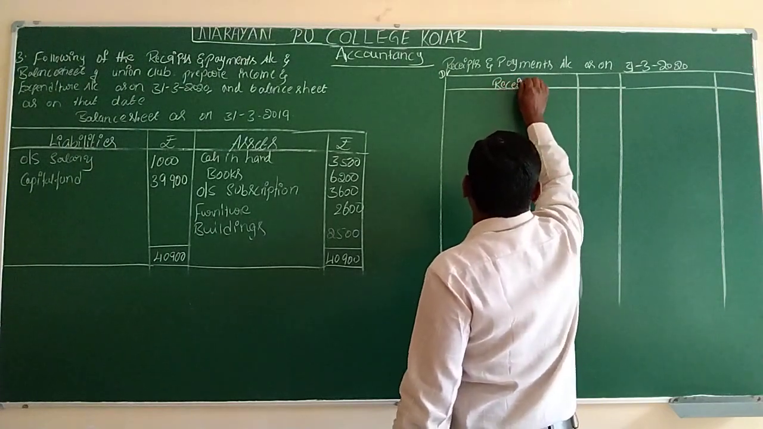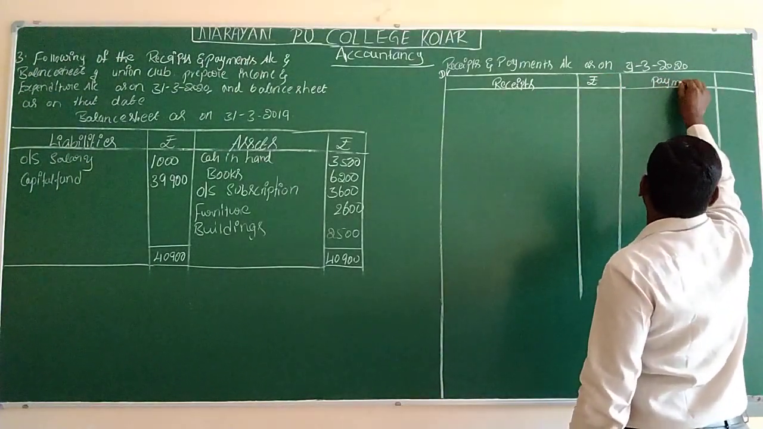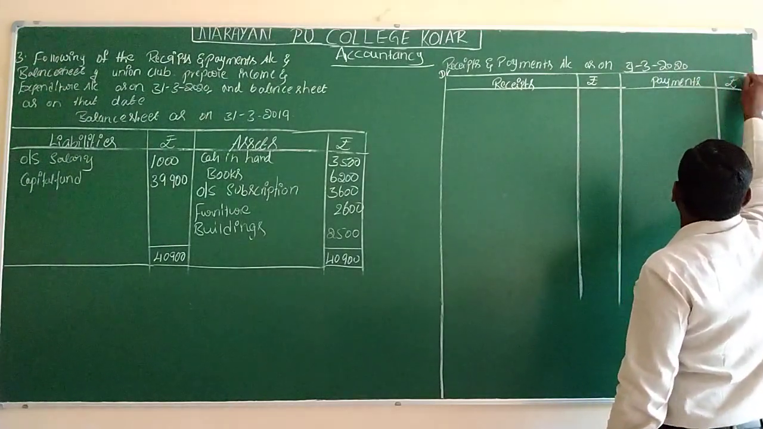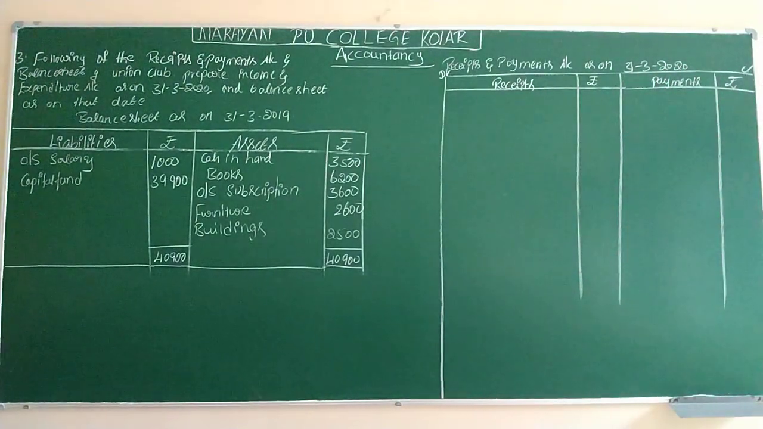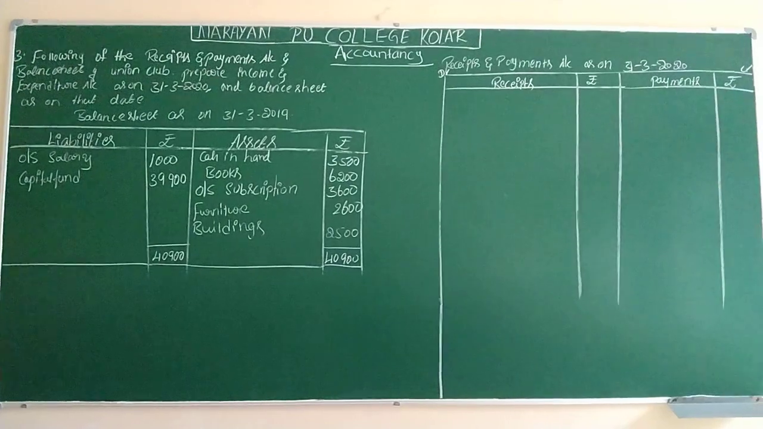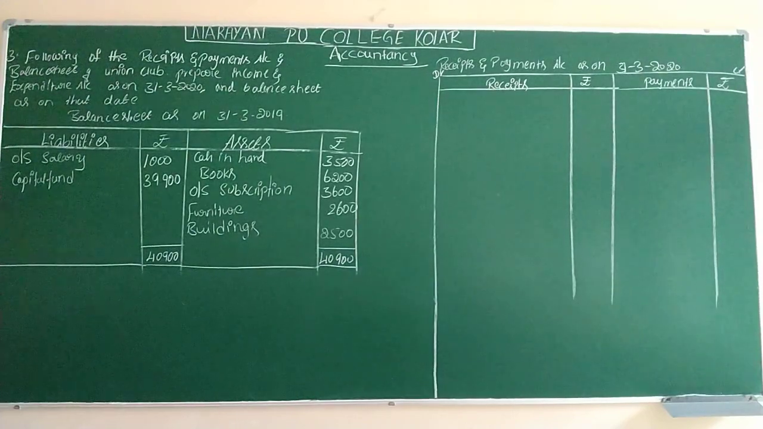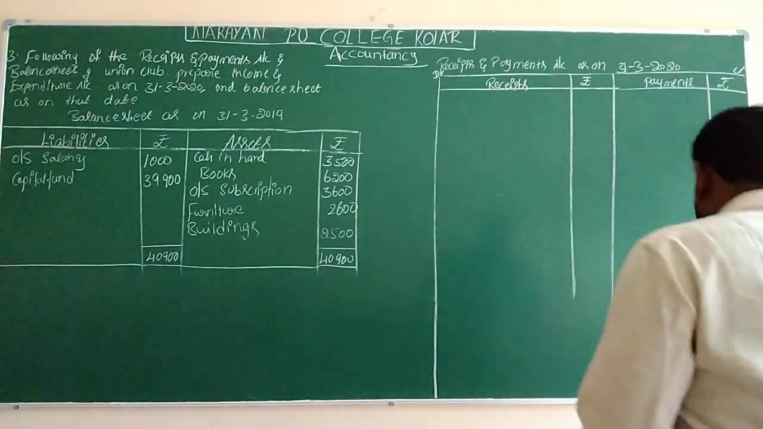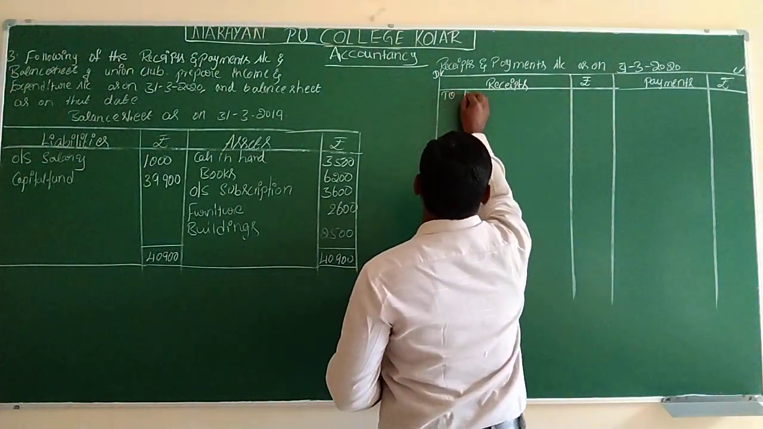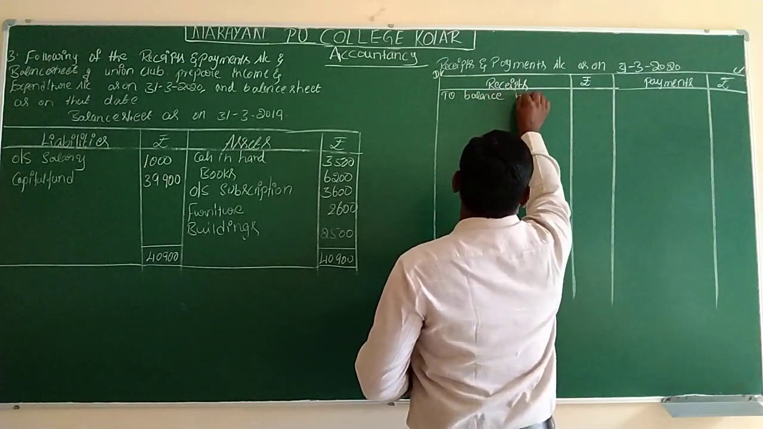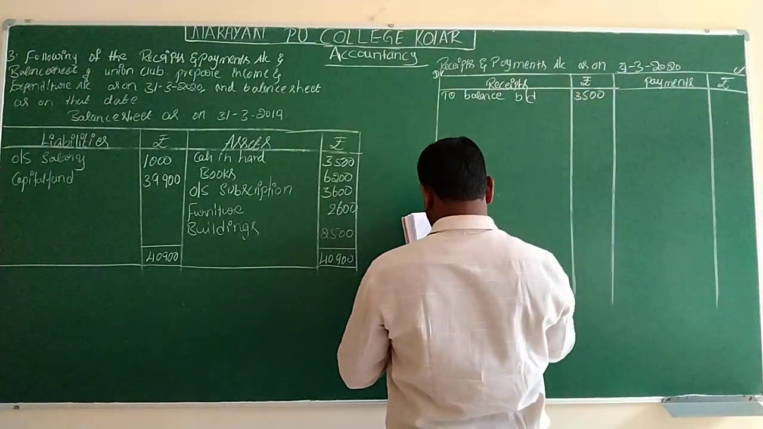Receipts, rupees, payments, rupees. So debit and credit also we have to write compulsorily. We won't escape from that. We have to write clearly the receipts as well as the payments. Under the receipts side, the first heading is: to balance brought down, 3,500.